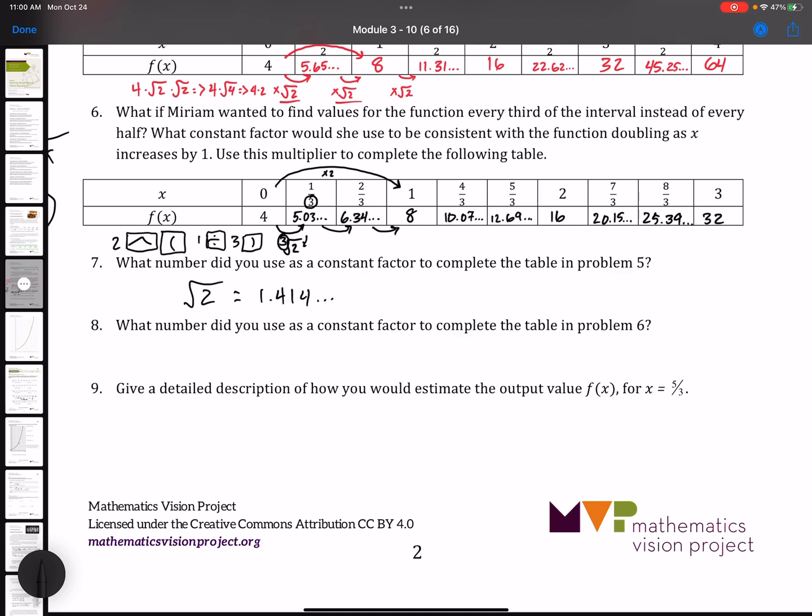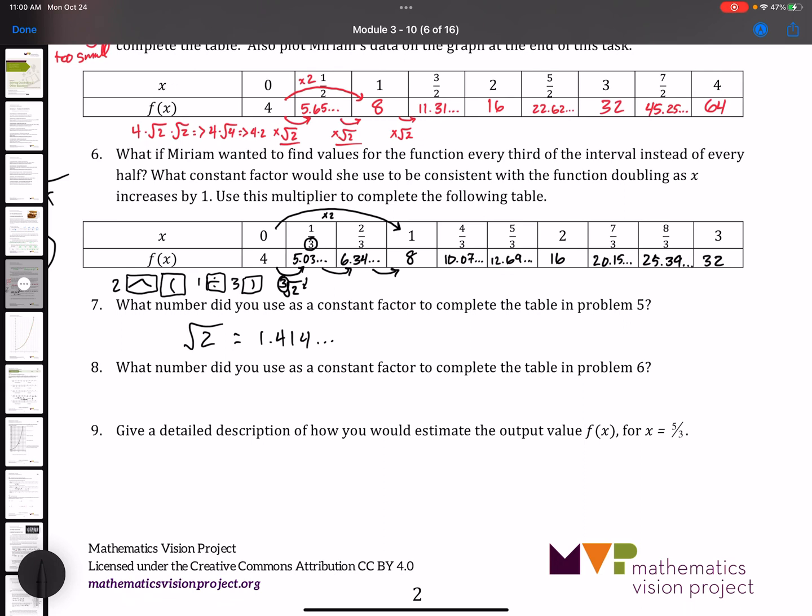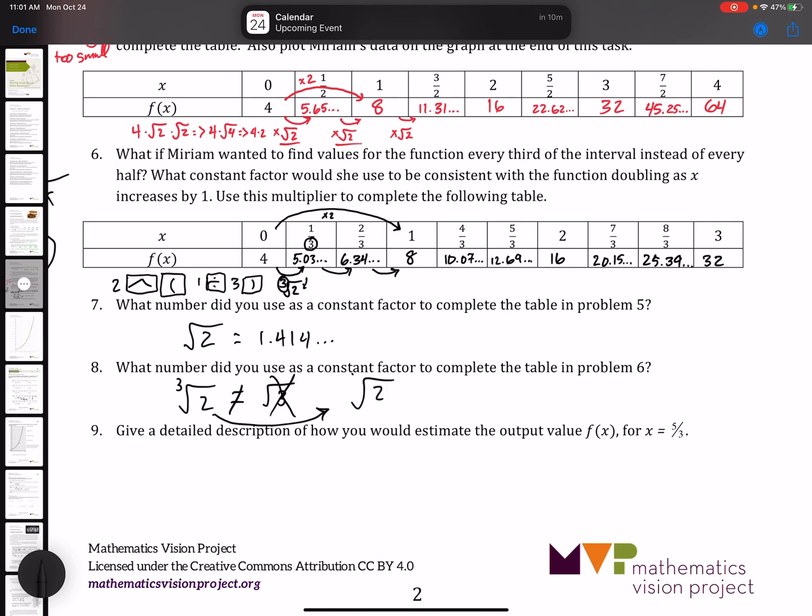How about in problem number 6? What did we use? The cubed root of 2. It is not the same thing, because you're gonna say it's not the same as the square root of 3. Okay, not that one, but the cubed root of 2.